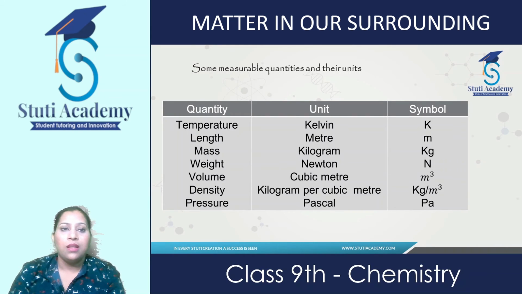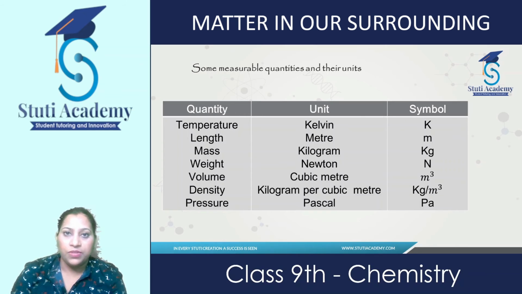There are certain physical quantities which we use to measure substances in our daily life, and these are basic quantities, their units, and how we represent them, these are the symbols. First is temperature. Although it can be measured in Fahrenheit and Celsius also, its SI unit is Kelvin. And what is this SI unit? That is Standard International Unit.